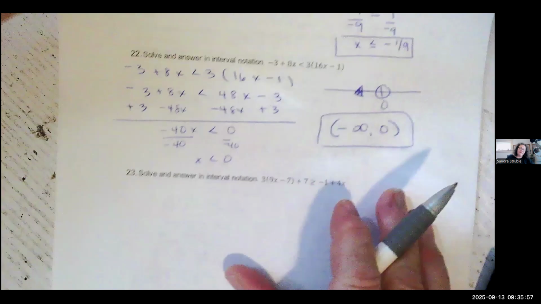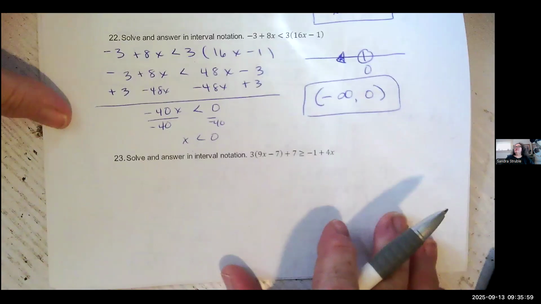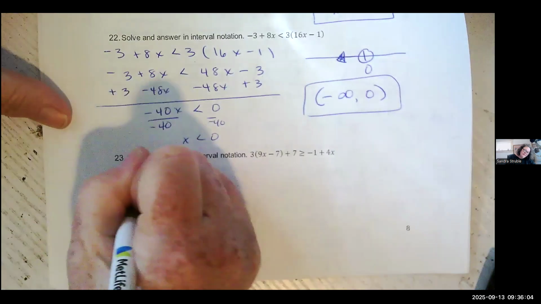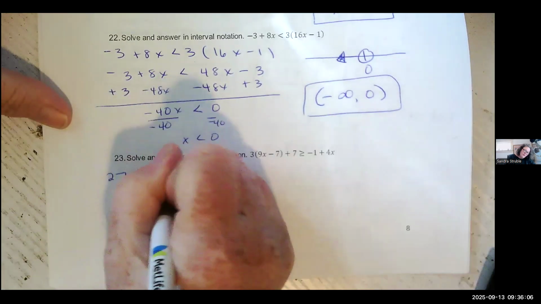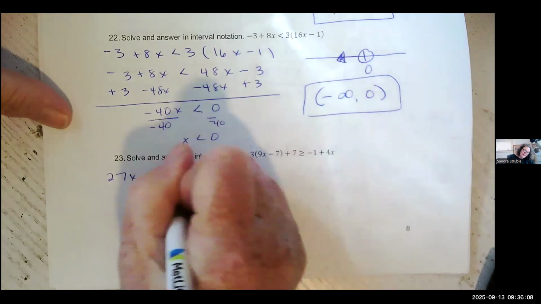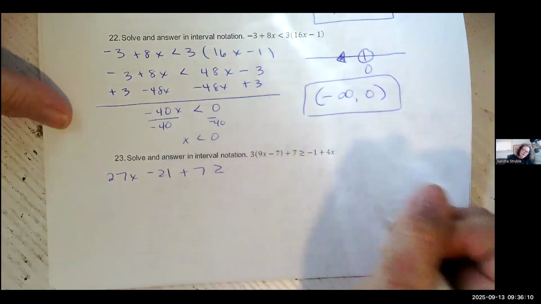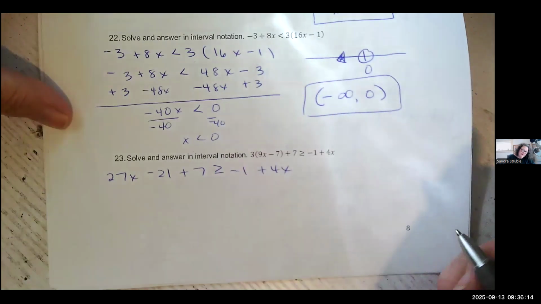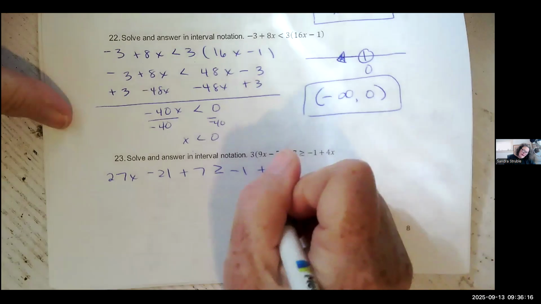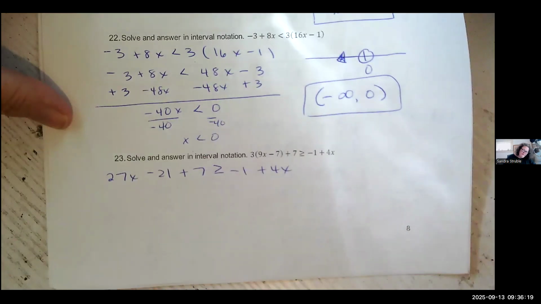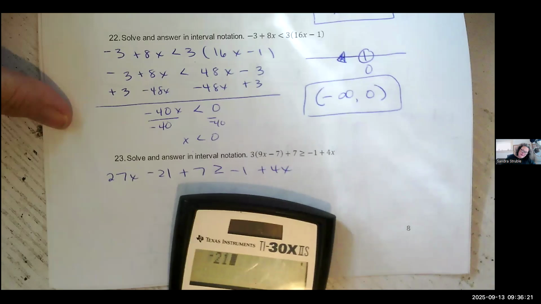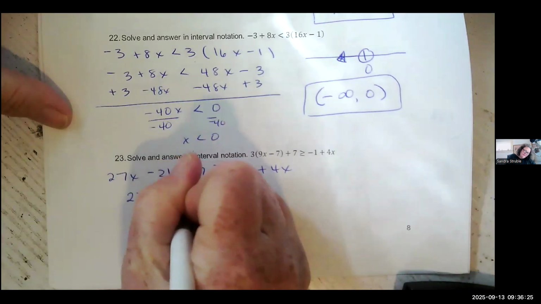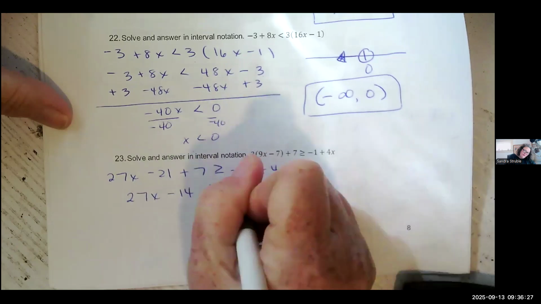All right, next one. Solve and answer. When you distribute that 3, 3 times 9 is 27x. 3 times negative 7 is negative 21, plus 7 greater than or equal to negative 1 plus 4x. All right, I need my x's on one side. Oh, I need to combine these. Sorry. Negative 21 plus 7, negative 14, greater than or equal to negative 1 plus 4x.